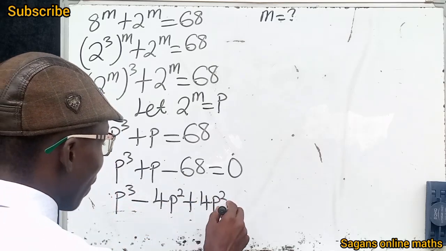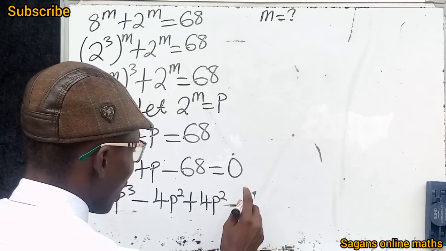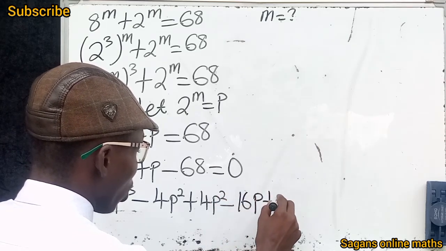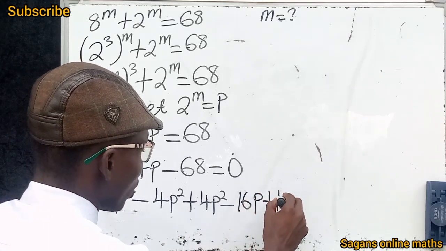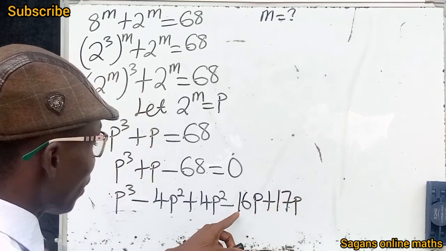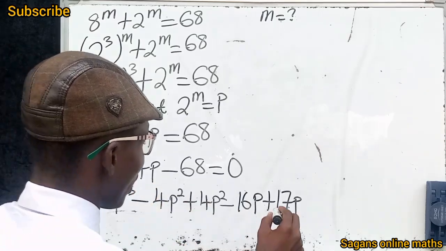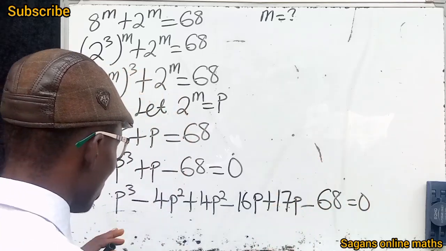Then minus 16p plus 17p, because it's minus 16p, and this will give us plus 17p. Minus 16p plus 17p will give us p, right? Because 17 minus 16 is 1. Then minus 68 equals 0. This is what I'm looking for.